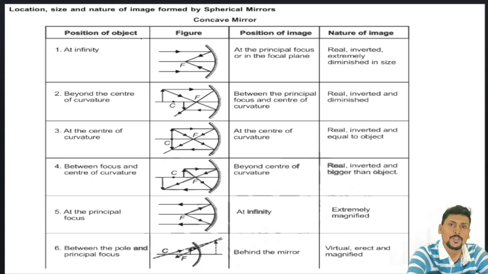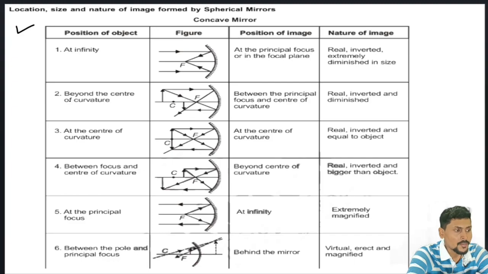So students, I will first discuss the image formation by concave mirror. Spherical mirrors are of two types. One is concave mirror or converging mirror, and one is convex mirror or diverging mirror. So concave mirror produces both real image and virtual image, but convex mirror always produces virtual image. First we will discuss how concave mirror forms images for different object positions and what is the nature of the image. So the table is already on the screen.